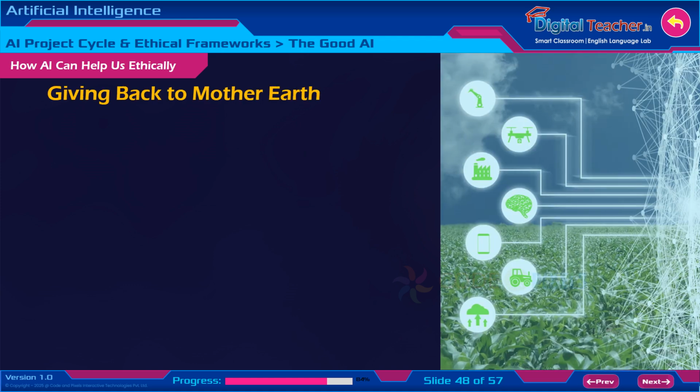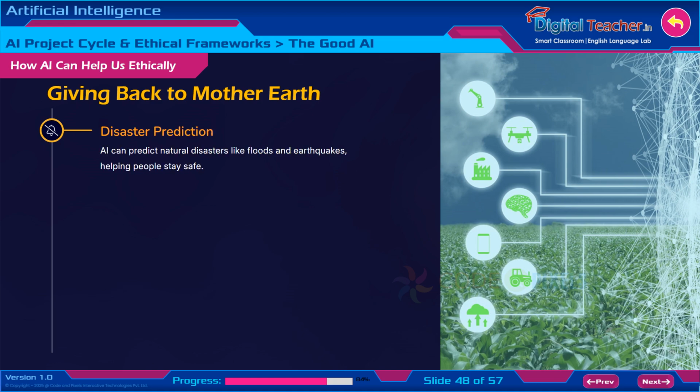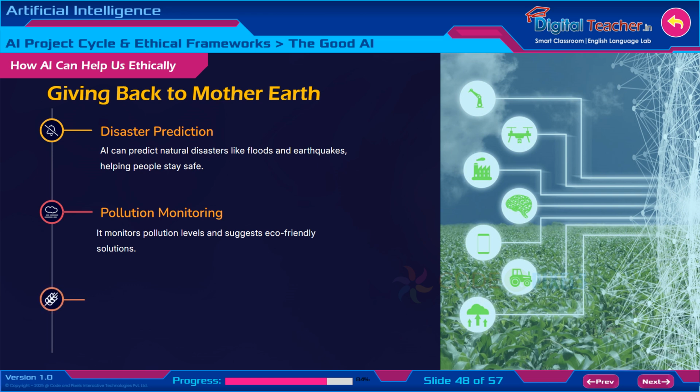Giving back to Mother Earth. Artificial intelligence can predict natural disasters, like floods and earthquakes, helping people stay safe. It monitors pollution levels and suggests eco-friendly solutions. Artificial intelligence supports farmers by advising them on the best time to plant and harvest crops.